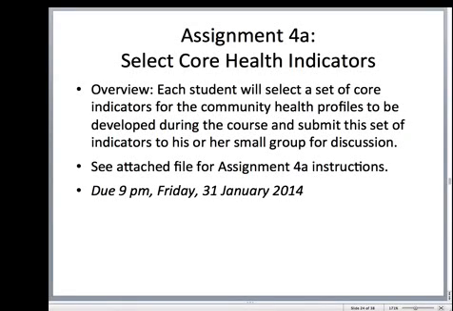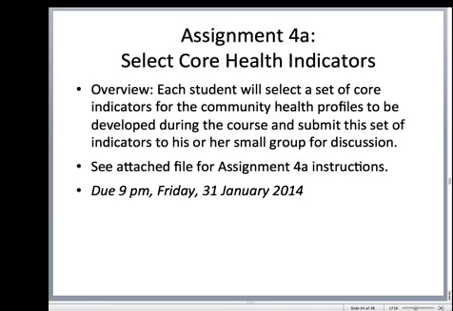The next set of slides describes the assignment for Module 4. The assignment is divided up into three different sections, 4A, 4B, and 4C. Assignment 4A deals specifically with the selection of core health indicators, as well as some criteria that might be considered in selecting core health indicators for a community health profile.